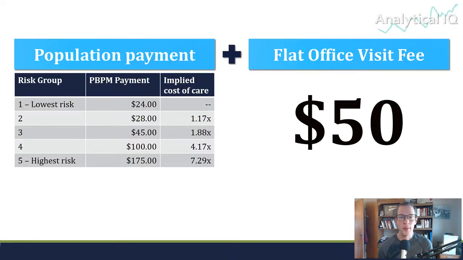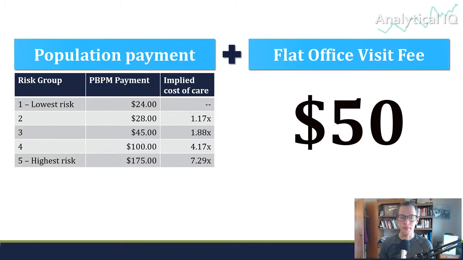So you probably already know that the reimbursement methodology of Primary Care First has 2 parts. There's a population monthly payment, and then there is an office visit fee. The population monthly payment, you can see it ranges, it's a huge range depending on the aggregate risk of the patient population a provider serves. So the lowest risk patients are worth $24 a month, the highest risk patients as high as $175 a month.